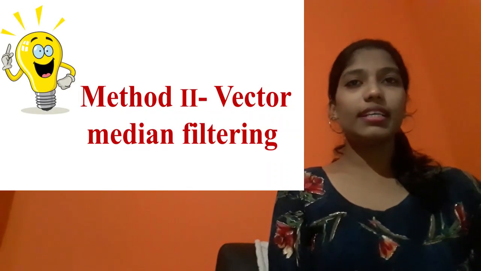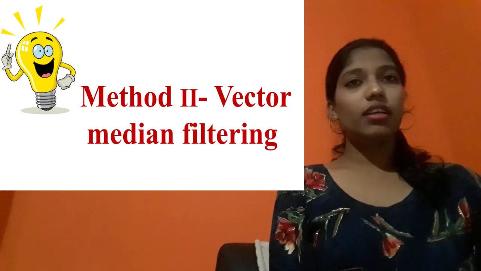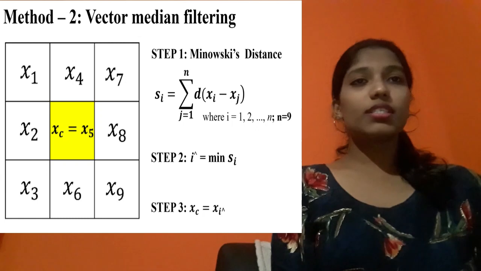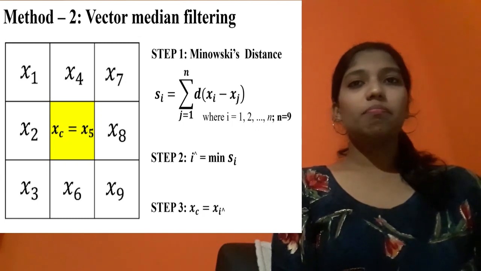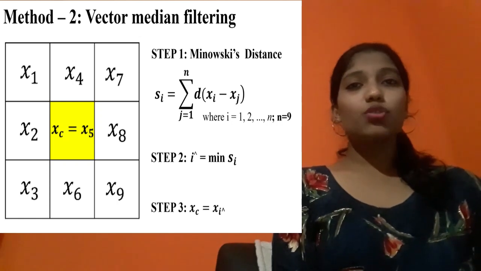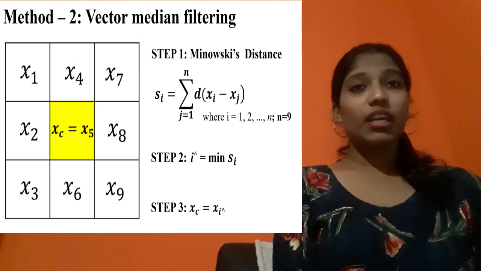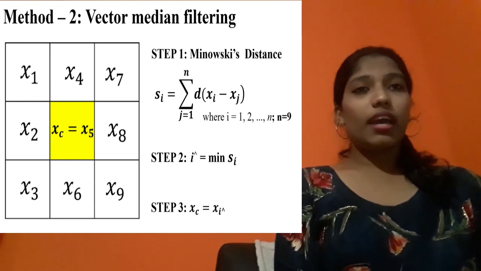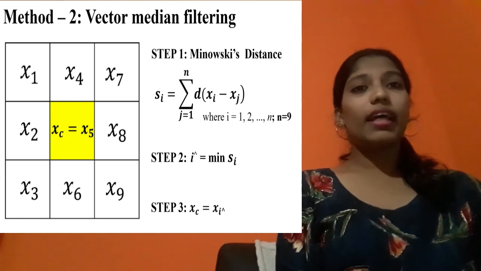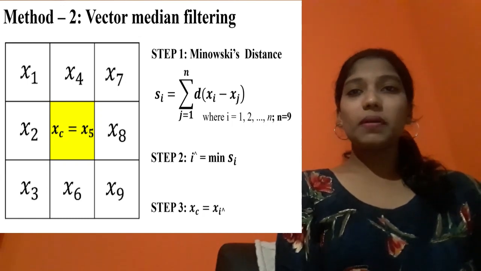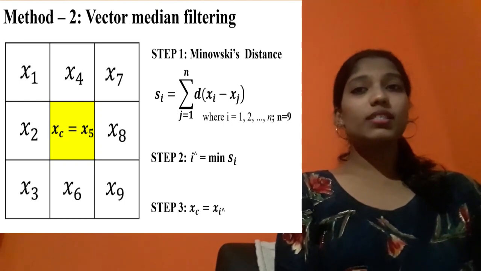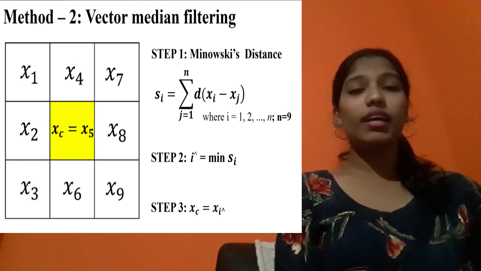Our second method is vector median filtering. In this method, the first step is to find the aggregate Minkowski distances between pixels, meaning finding the minimum dissimilarity between each pixel xi and all other pixels xj in that test window. Then in step 2, we compute the index which minimizes the sum. And then in step 3, the test pixel is replaced with the pixel of minimum index. Suppose xi is the lesser value from all other distances.